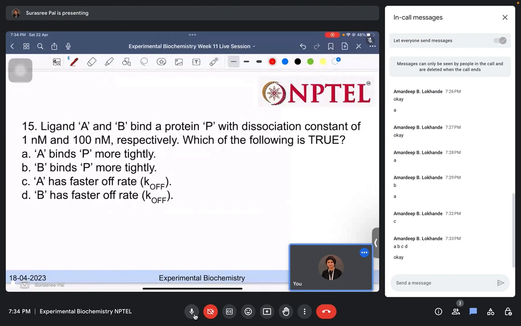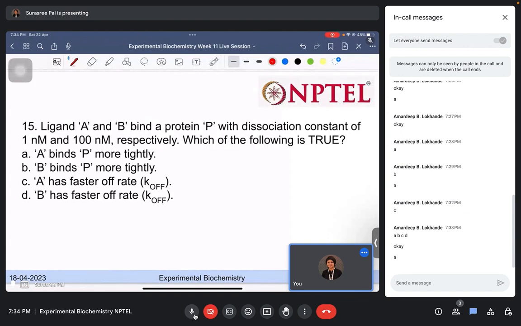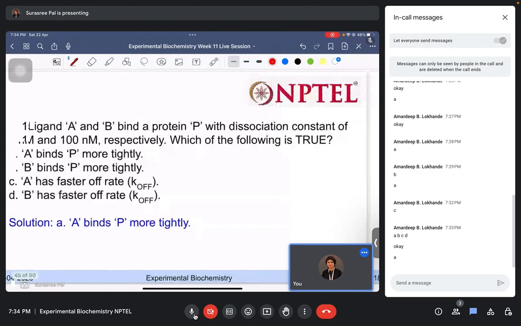A low dissociation constant means what kind of binding? Tight binding or weak binding? Yes, the correct answer is A binds P more tightly. Next question.